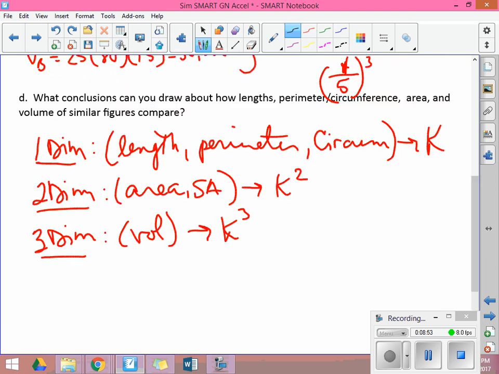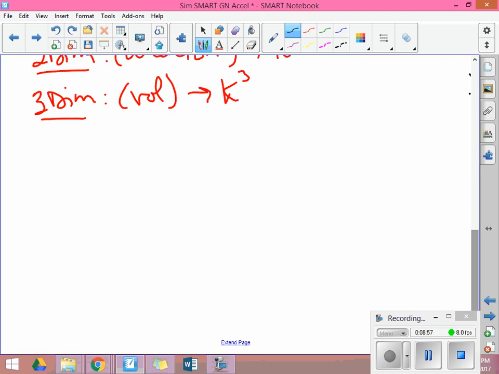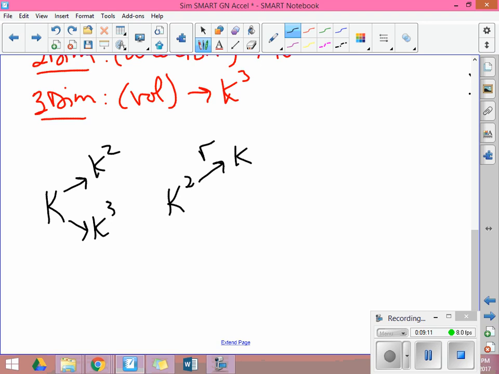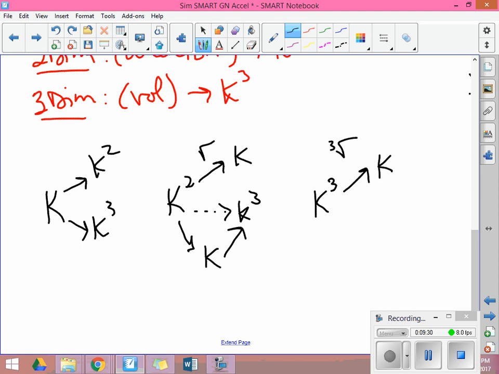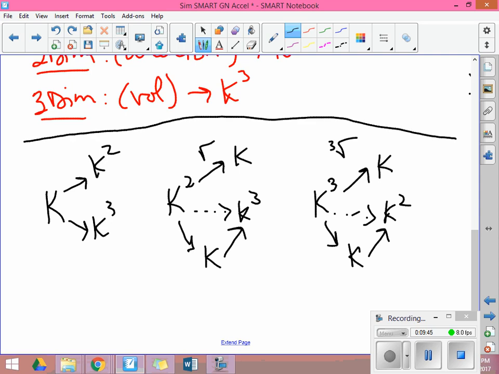As a side note, I want you to think about how these numbers are related. If I know K, I can go straight to K squared by squaring, and I can go straight to K cubed by cubing. If I know K squared, I can go straight to K by taking the square root. I cannot go straight to K cubed. I have to take it out to K by square rooting, then cube it. If I am at K cubed, I can go straight to K by taking the cube root. Make sure you know how to use your calculator. But I cannot go straight from K cubed to K squared. So I have to cube root out to K and then square it to get K squared. So this is important to think about as we move into the next video.